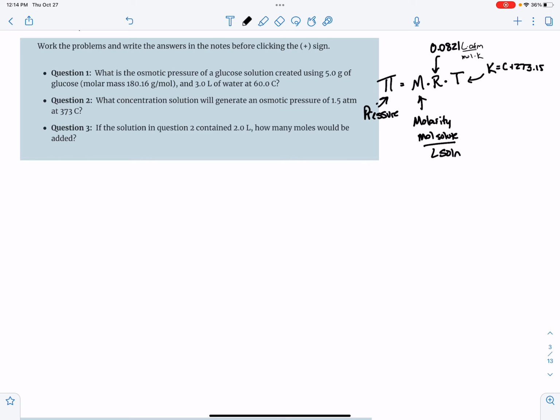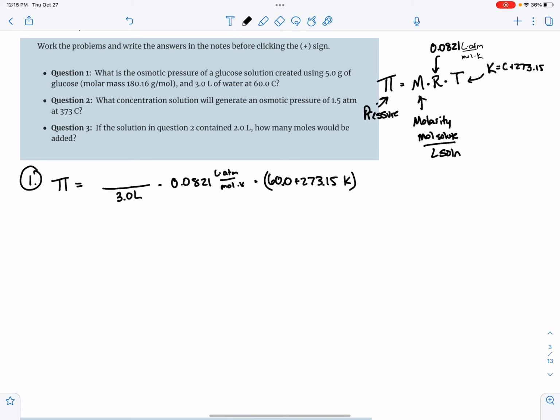So the first question is actually just solving for osmotic pressure. And so this is equal to, and this is where my molarity would go. So molarity is moles per liter. I'm going to have to mess with the top part just a little bit to get my moles. 0.0821, and that's my liters ATM per mole Kelvin, and then times my Celsius, which is 60.0 plus 273.15. So that's going to be turning out in Kelvin.